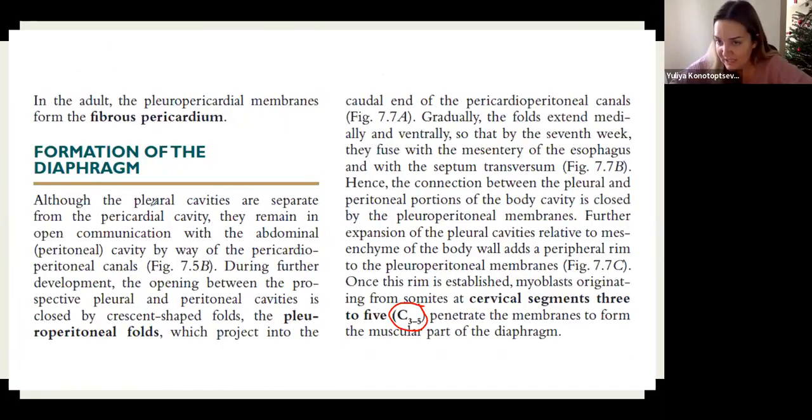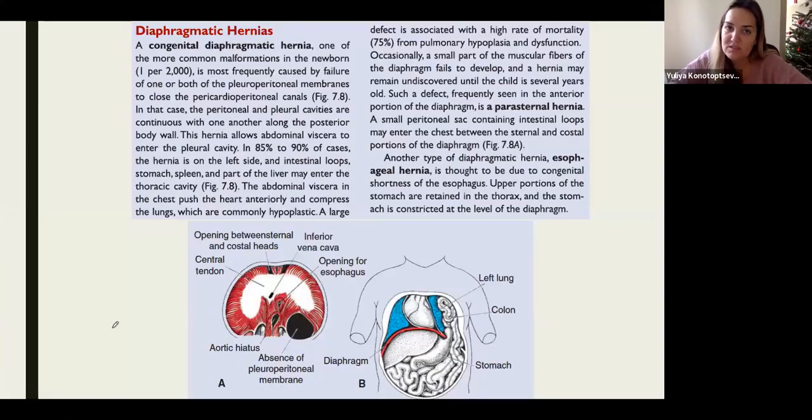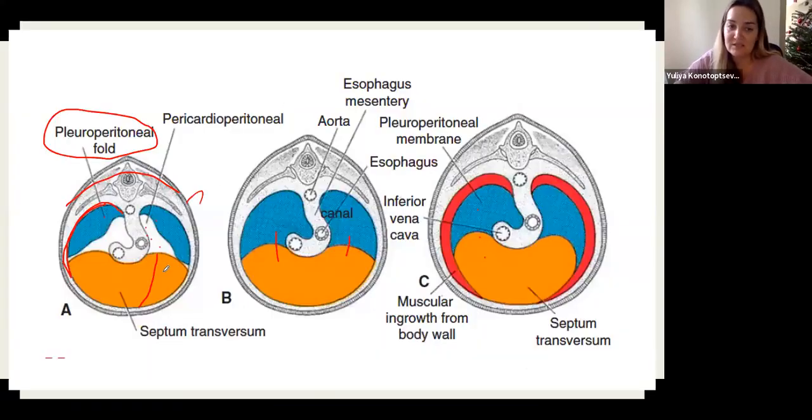So the only thing that it means is that the myotomes from C3 to C5 have come here and innervated this part. Some kind of malformation that we have here, hernia. Okay, so we have congenital diaphragmatic hernia, so something that you are born with. It's a very common malformation, and it is a failure of pleuroperitoneal folds to close pericardio-peritoneal canals. To simplify, it stays like this.